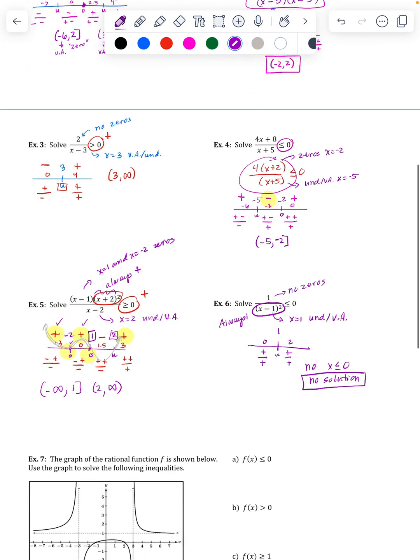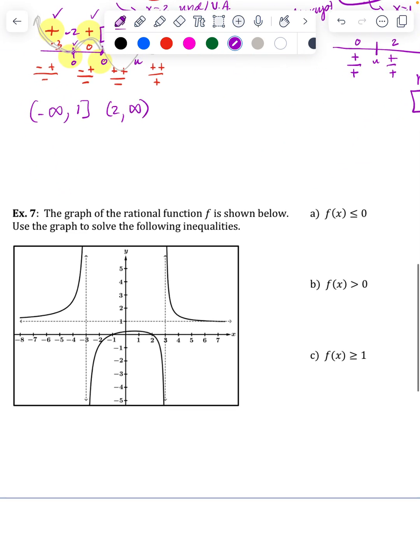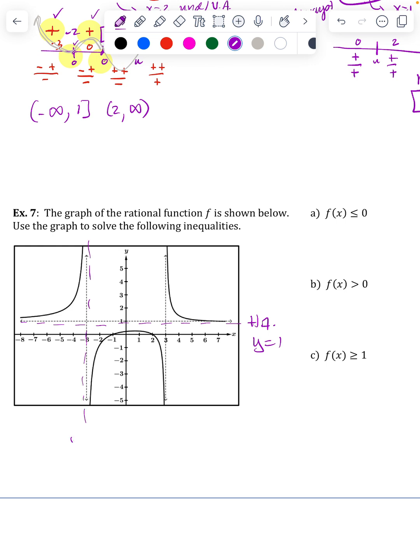All right, last thing we got to do is take a peek at how do you do this if they're given a graph. So here you can see that we've got a horizontal asymptote, appears to be at y equals 1. We have a vertical asymptote here that appears to be at x equals negative 3. There's another vertical asymptote here that appears to be at x equals positive 3.